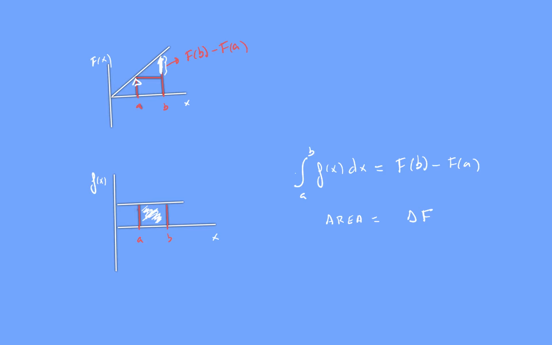So the area below the curve f of x is equal to the change in the function F, and capital F represents the antiderivative. So F prime of x is f of x. Let's do this with one example. Let's catch the idea of what's going on.